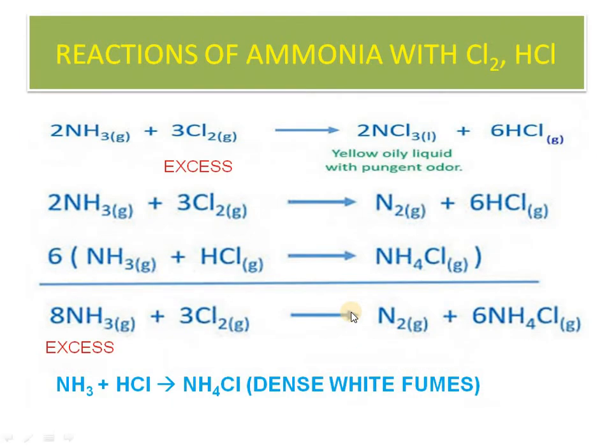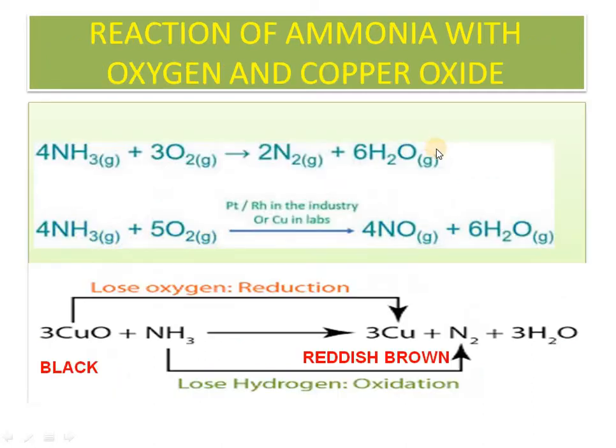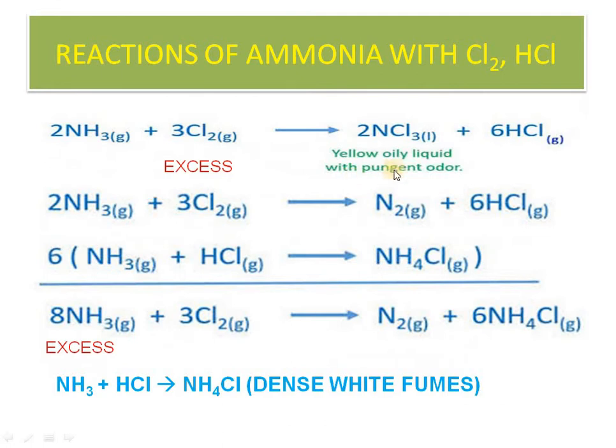Next comes the reaction of ammonia with chlorine. Please do distinguish these two reactions: chlorine in excess, and ammonia in excess with chlorine less. If the quantity of chlorine is in excess, you will get a yellow oily liquid, which is also explosive in nature, nitrogen trichloride, and hydrogen chloride in gaseous form. Similarly, if ammonia is in excess, ammonium chloride and nitrogen gas will be formed.